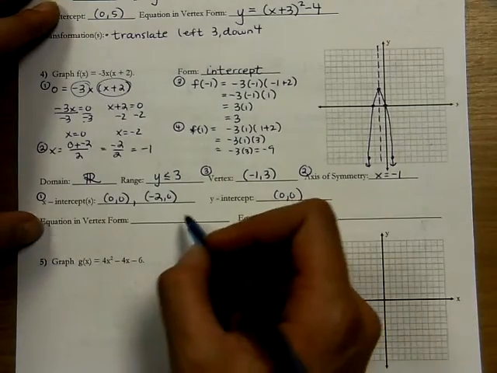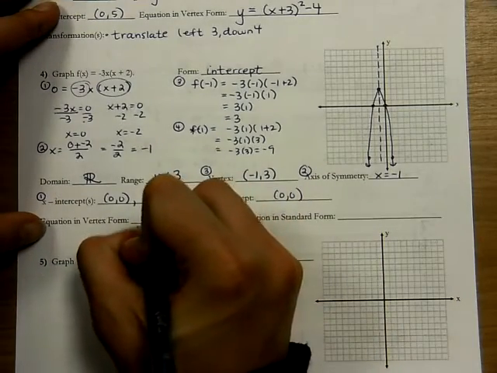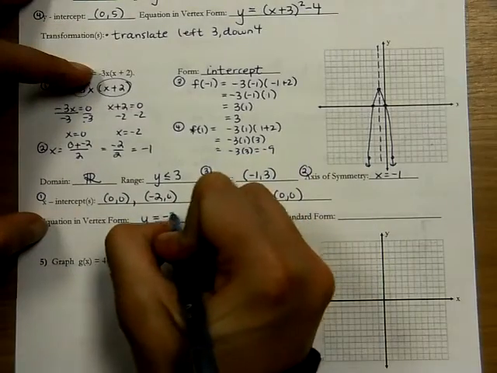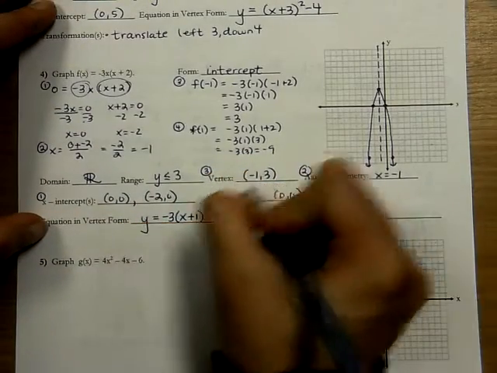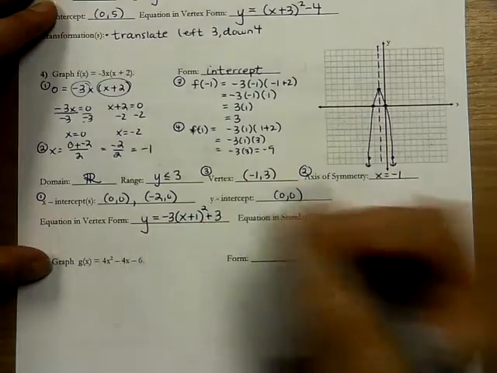Alright, now the equation in vertex form, all we need is the vertex, so we got that. And the a value is negative 3. We'll do x plus 1, opposite the sign, and then keep the other sign.